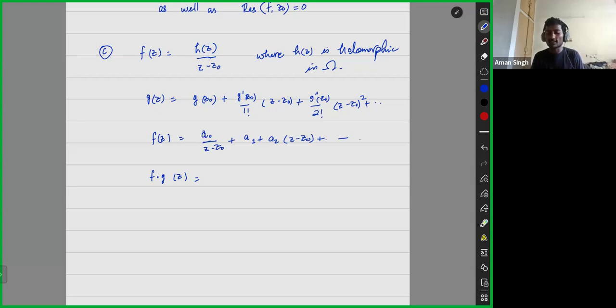And what will be the negative degree term here? The only negative degree term will come from the multiplication of the first terms in the power series. So what will that be? This will be a naught into g(z naught) divided by z minus z naught. So a naught is the residue of f, plus some holomorphic part.